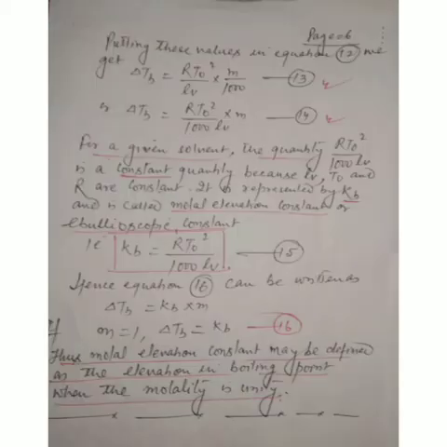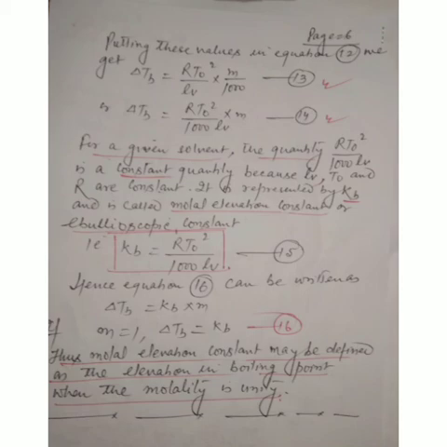Let us say the molality of the solution is m. Thus, m moles of solute are dissolved in 1000 grams of solvent. Putting these values in equation 12, we get ΔTb is equal to R T0 squared upon Lv into small m upon 1000, equation 13, or ΔTb is equal to R T0 squared upon 1000 Lv into small m, equation number 14.